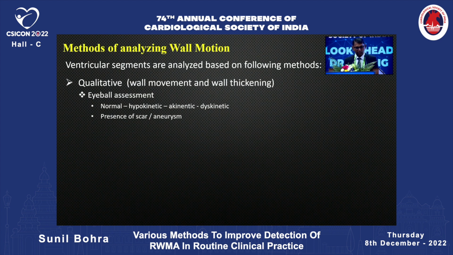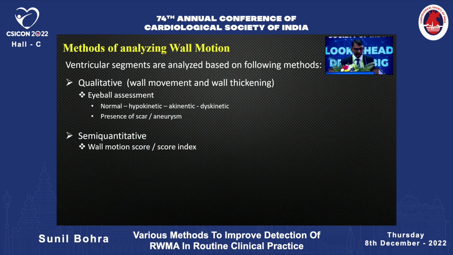The first one is the qualitative method, wherein we look at the wall motion and the wall thickening. This is the age-old method. It's the eyeball assessment, which we all do. But I would be very careful in saying that this is not useful for the novice. When we are starting to learn to do echo, we should not rely on the eyeball assessment, which comes by experience. Here we look at whether it's normal, hypokinetic, akinetic or dyskinetic, and also look at the presence of scar or aneurysm.